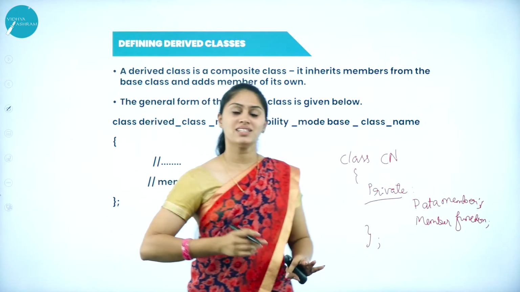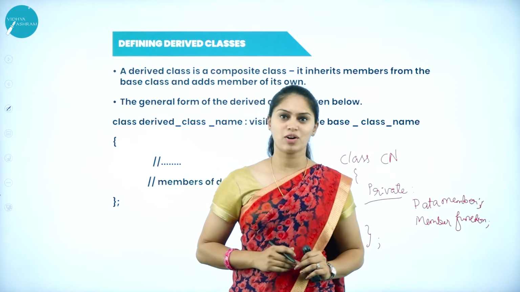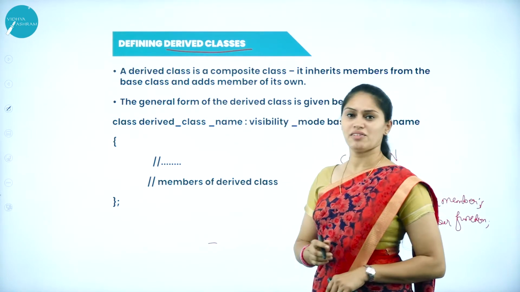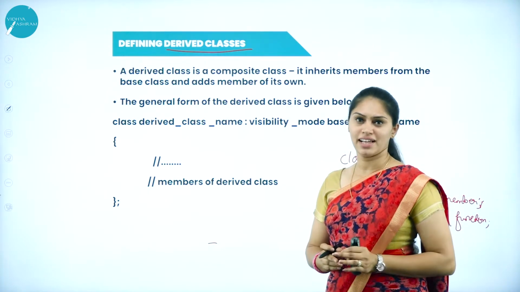Then what is the syntax in order to use a derived class? That we are going to see now. It is nothing but defining a derived class. Then what is the syntax in order to define the derived class?